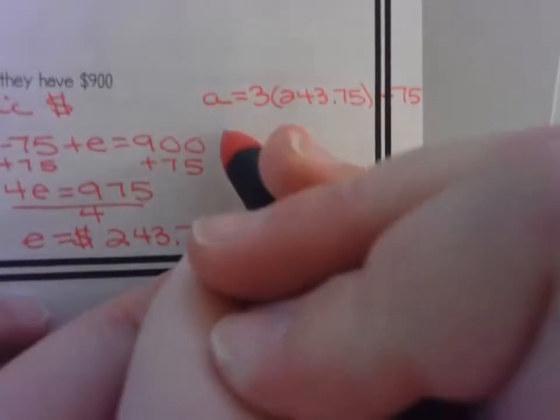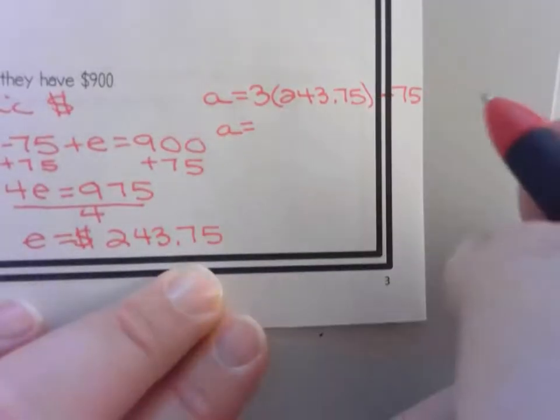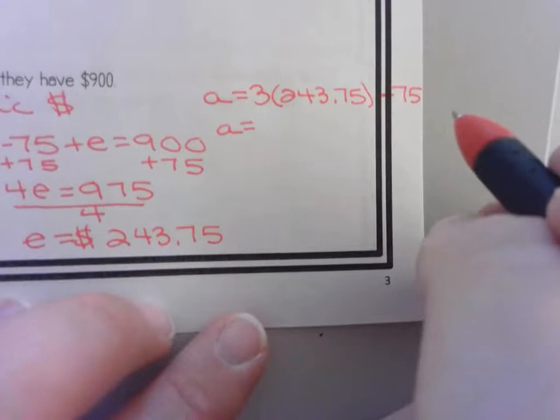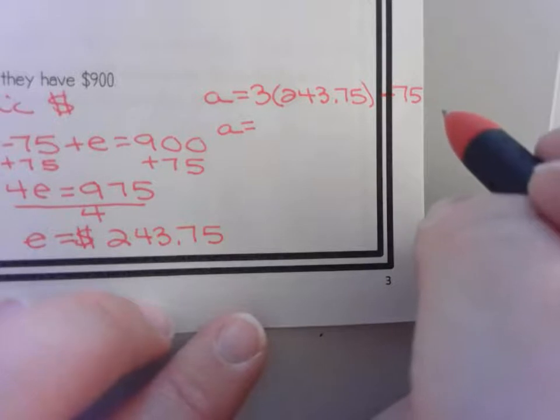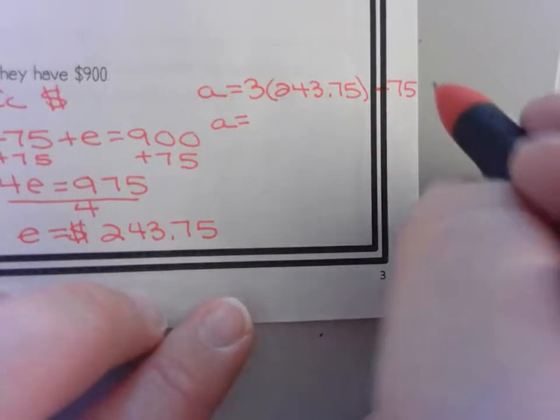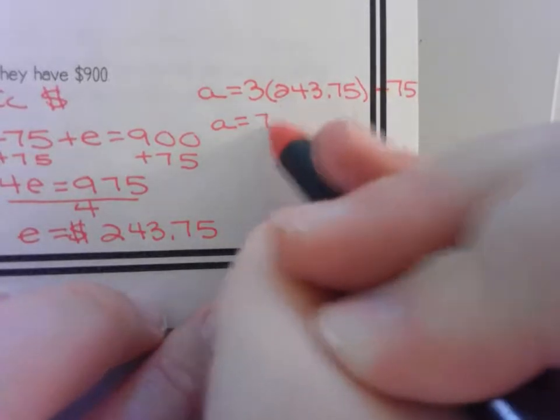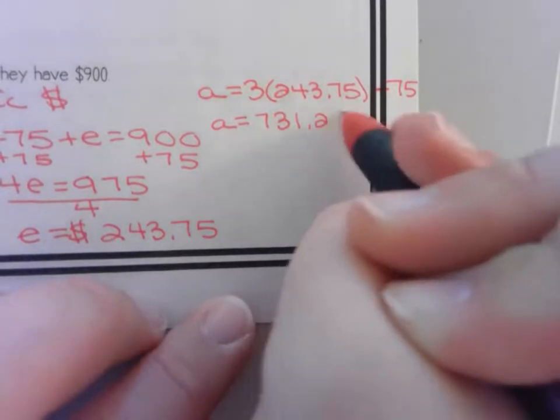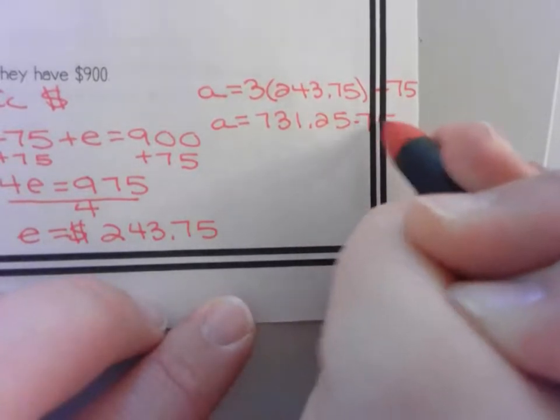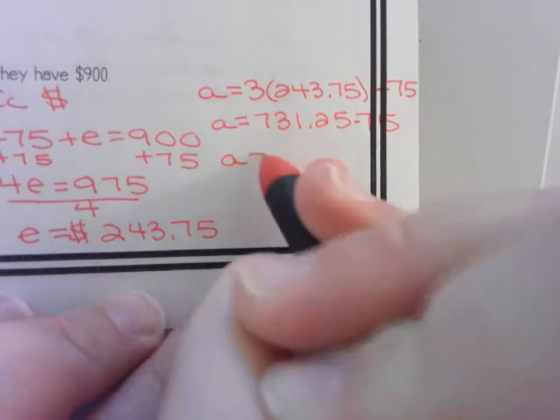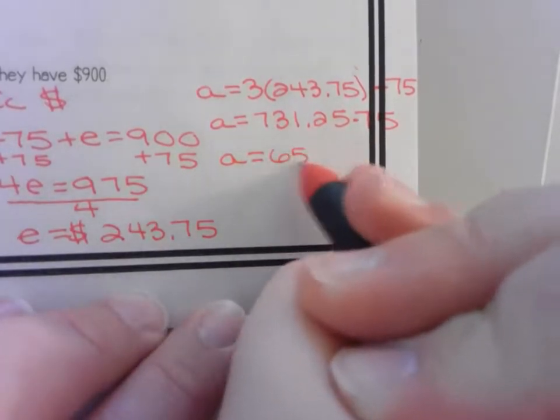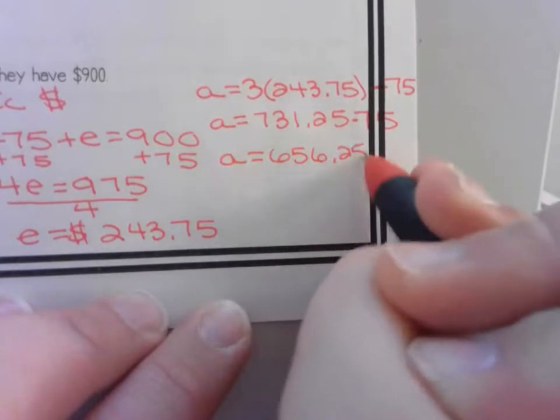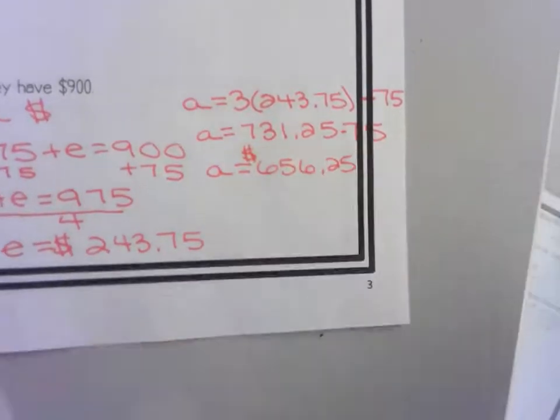What is 3 times 243.75? You guys can plug it in your calculator. I'm not asking too much. 3 times 243.75 is 731.25, minus 75. So what is 731.25 minus 75? 656.25. That's how much money Alyssa has.